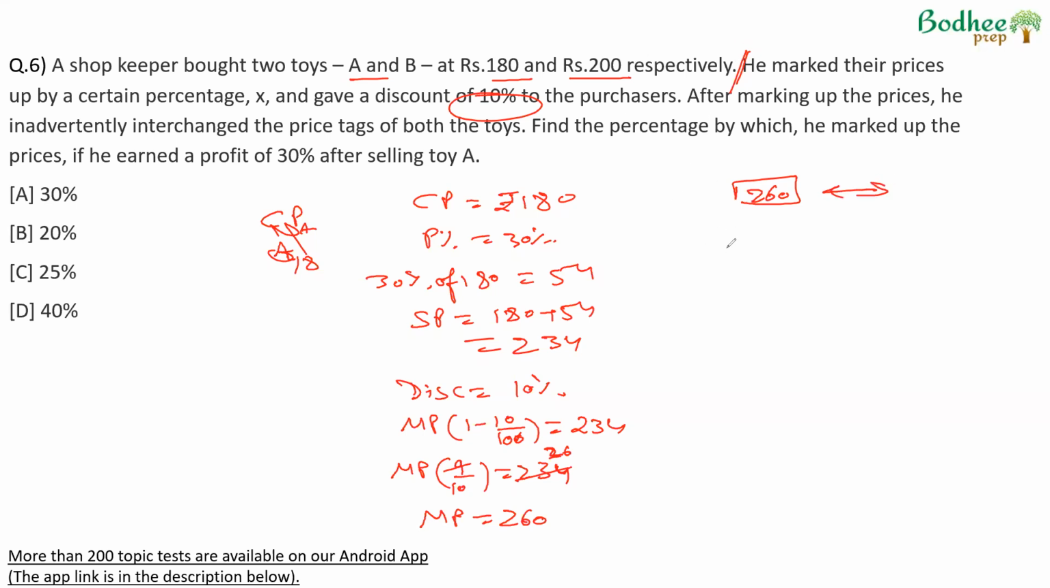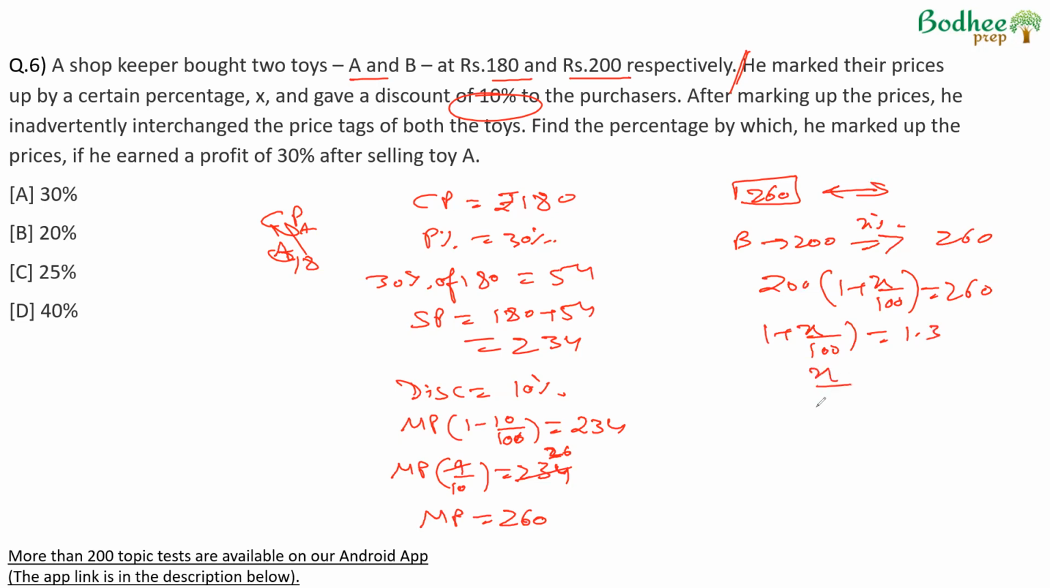And therefore, B, whose price is 200, had its price increased by X% and a sticker of 260 was to be put. But instead of that, the 260 got put on A instead of B. And therefore, we can say B, when increased by X%, has to become 260. So 200 into 1 plus X upon 100 is equal to 260, which means 1 plus X upon 100 is equal to 260 by 200. It will be 1.3. X upon 100 is equal to 1.3 minus 1, which is 0.3. Therefore, X is nothing but 30%.